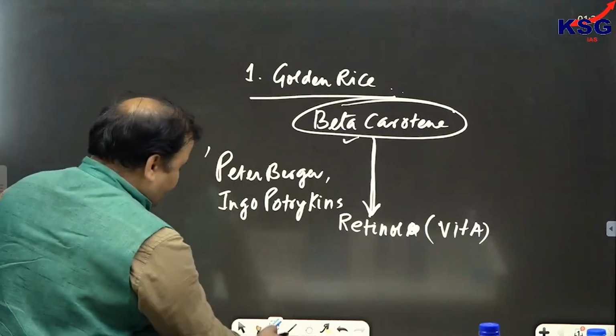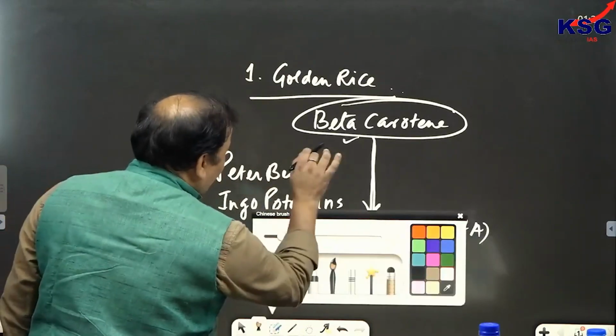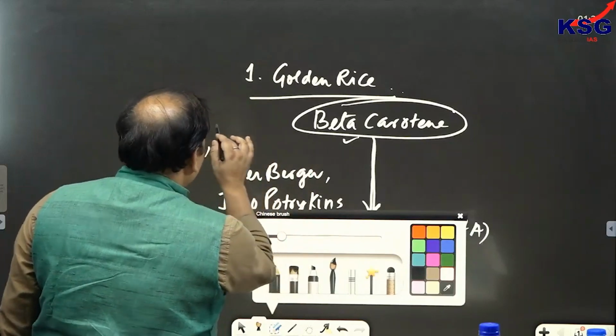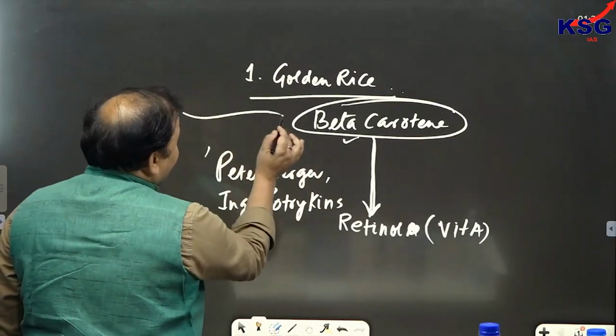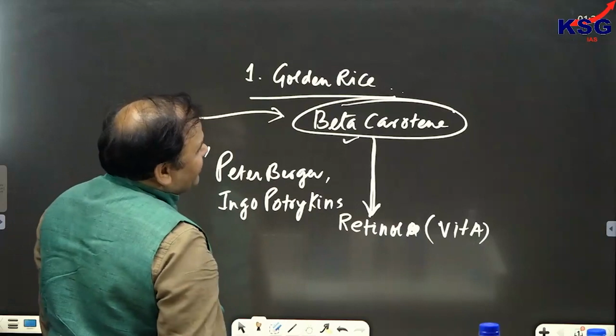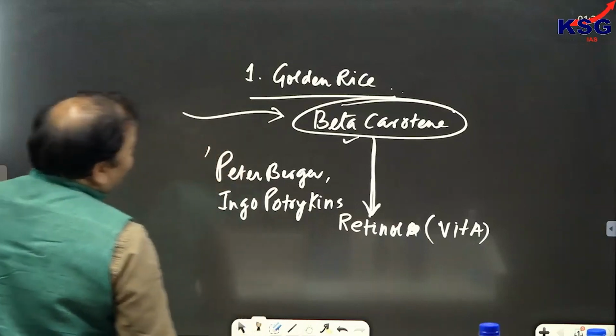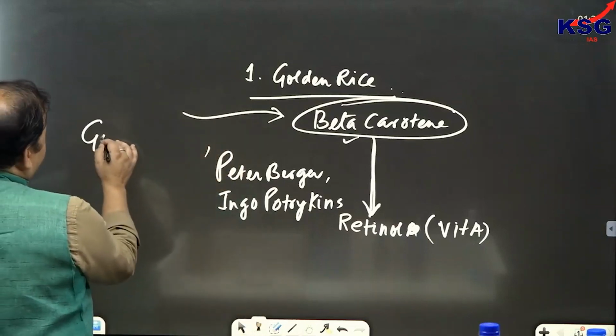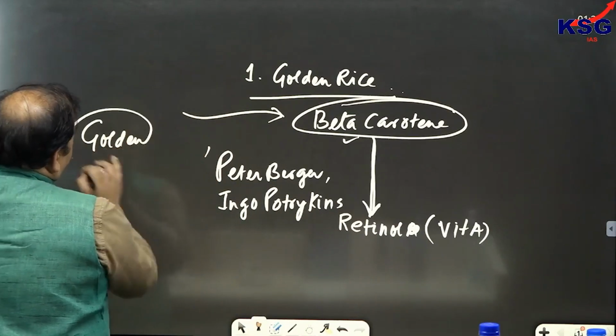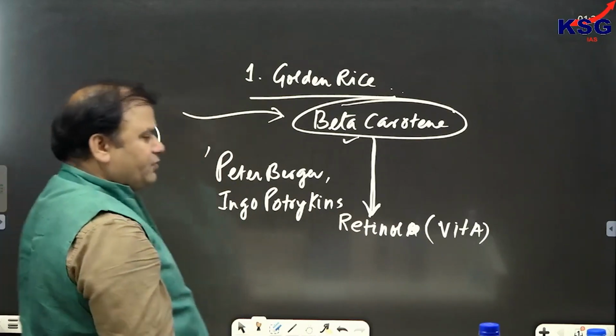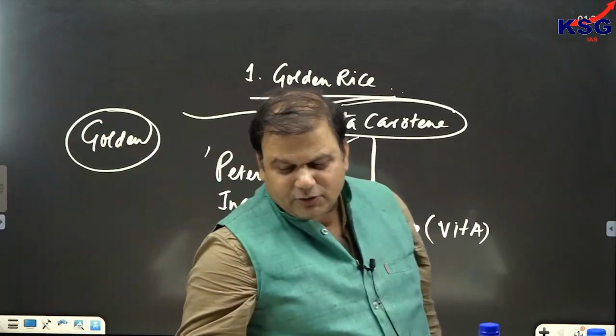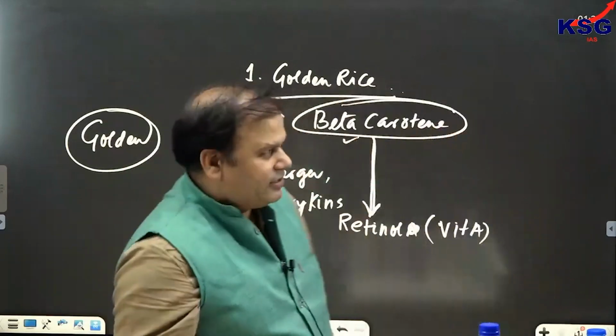And why? Because they took those genes which would help in supplementing beta carotene. And since the color of beta carotene is golden, that's why the name is golden rice.